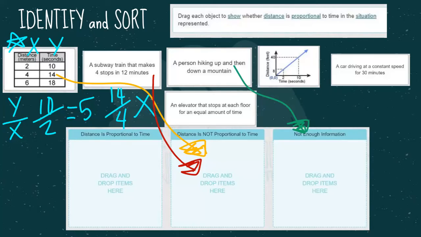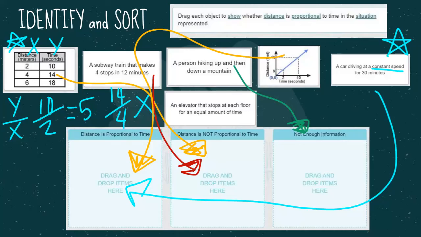Now our next graph. Well, I'm seeing right off the bat that is a straight line and it goes through the origin. So I know that I need to draw my arrow all the way over here. Second to last one. A car driving at a constant speed for 30 minutes. Ooh, this word right here, constant speed. This gives us the A-OK that it is going to be proportional to time. Has a constant speed, and I know that if I'm traveling for 0 minutes, I have traveled 0 distance.